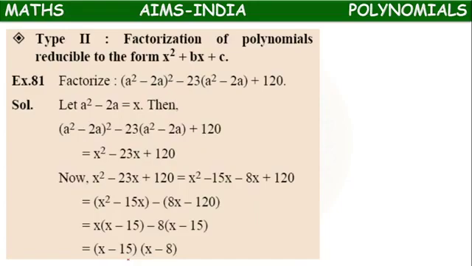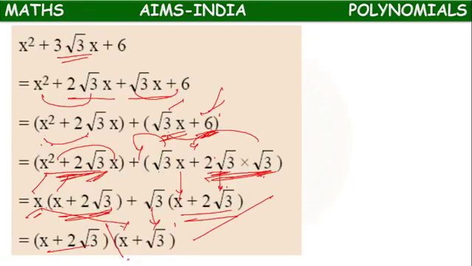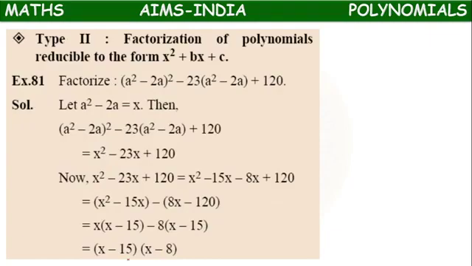Okay. So like that, type 1. In type 1, what have we done? We have split the middle term with the help of two numbers, such that the product of the two numbers equals the constant term and the sum of the two numbers equals the coefficient of the middle term. Like that we have split and found the factors. Next, type 2.